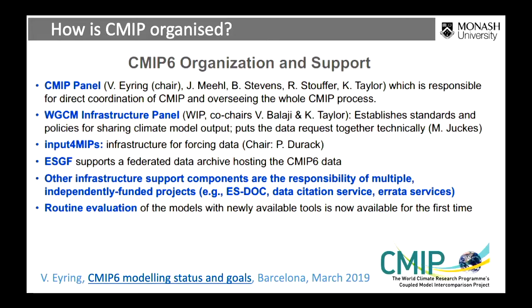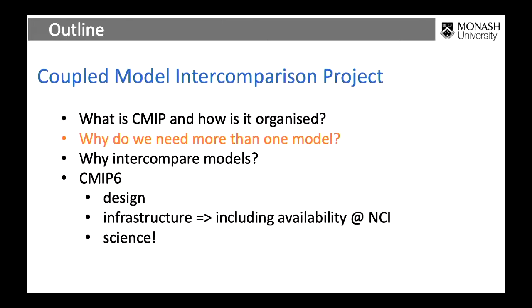And then, yeah, importantly, we now have these routine evaluation tools that are set up, and they're also available at NCI if you're interested, that just routinely produce things like global temperature time series and rainfall climatologies compared to observations, that kind of thing. So I'll talk more about that. Okay, so that was a very brief, quick overview of how it's organised. It's kind of not very interesting, but I think it's important so that you know there are ways that we can be involved in making the decisions of how these model experiments are run.